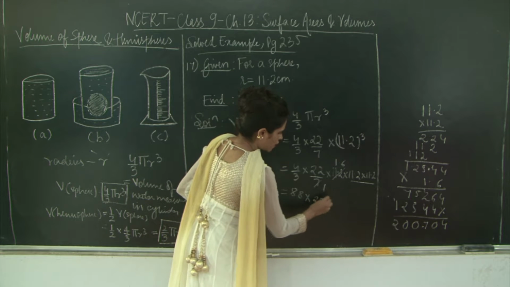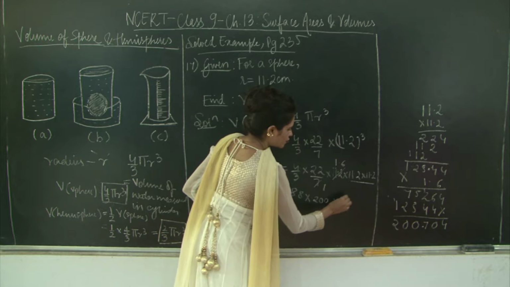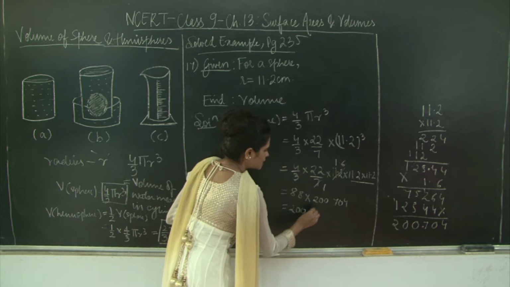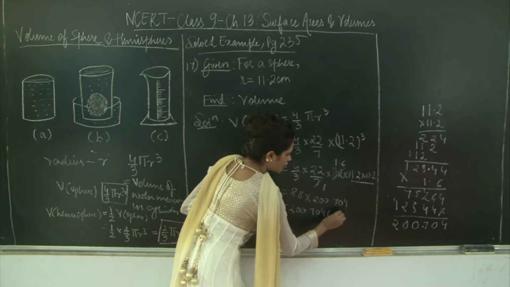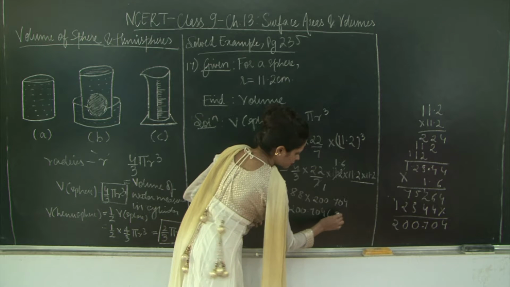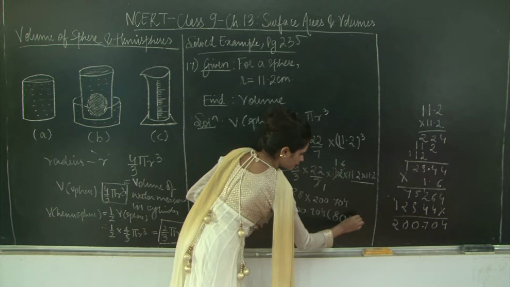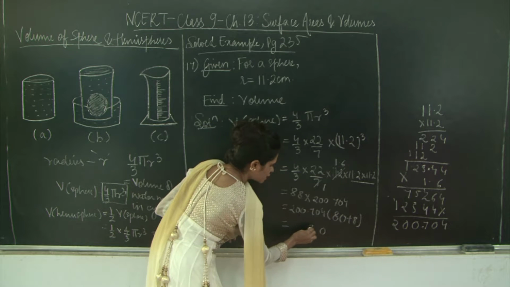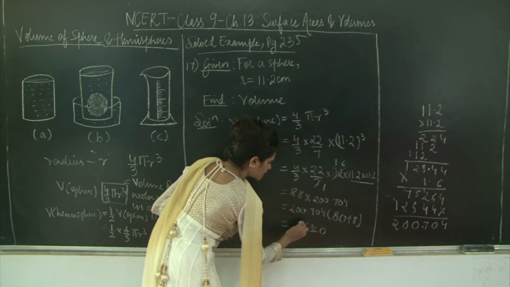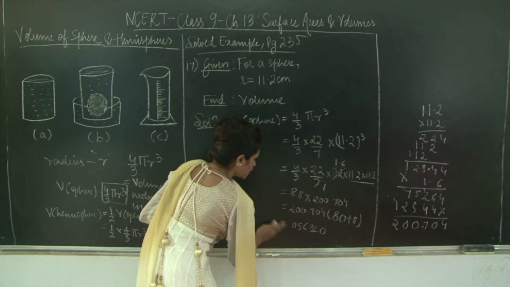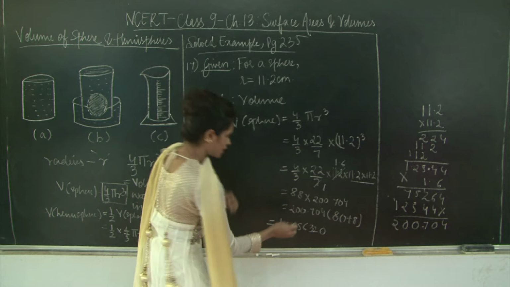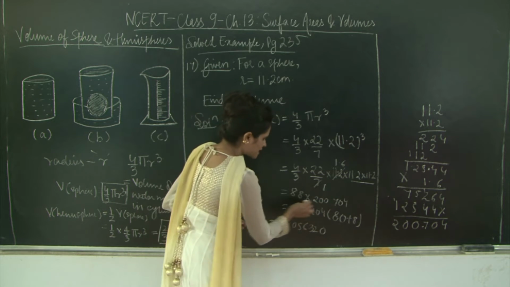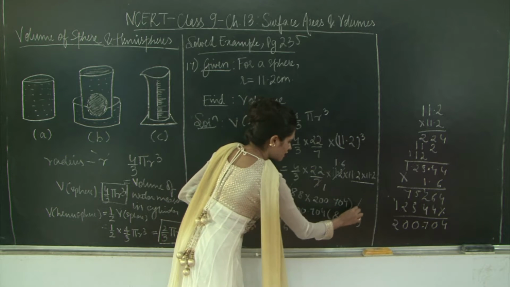So 200.704 into 88. So what I'm going to do is I'm just going to write 200.704 into 80 plus 8. Let's check. You get 0. 8 4s are 32. 8 7s are 56. 8 0s are 0. 8 2s are 16. And how many decimal places? 1 2 3. So 16056. This entire thing is divided by 3.